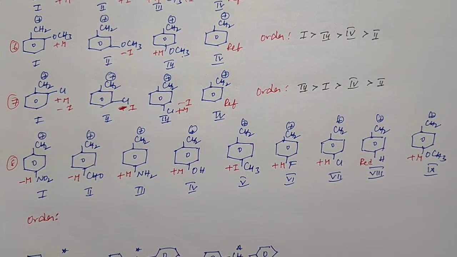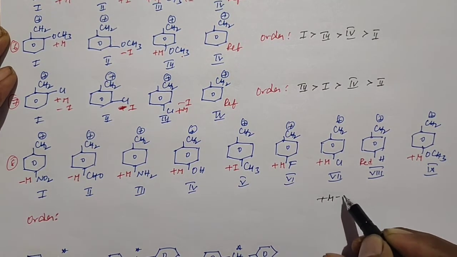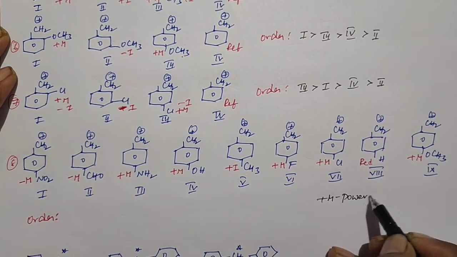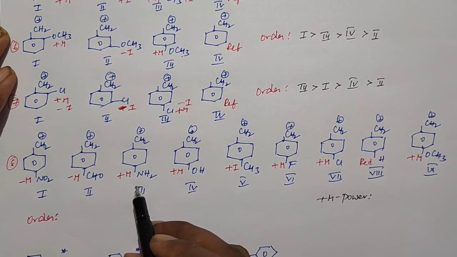The plus M effect stabilizes the carbocation, and the minus M effect destabilizes the carbocation. Before going to the order, first we take the order of plus M power and minus M power. In the plus M power, NH2 shows the maximum plus M power.